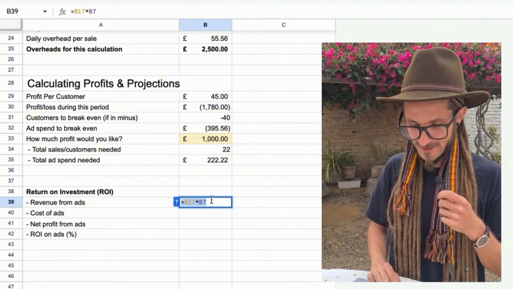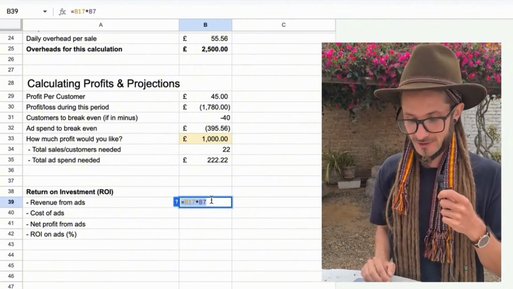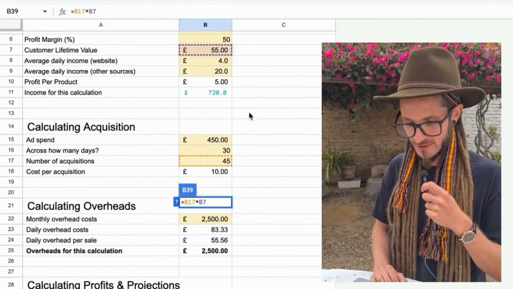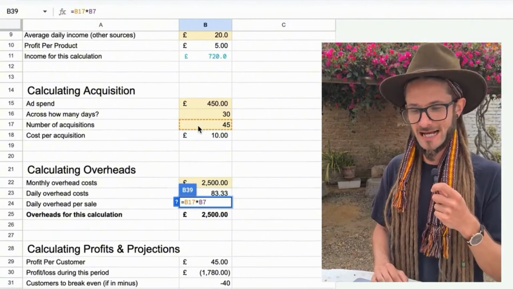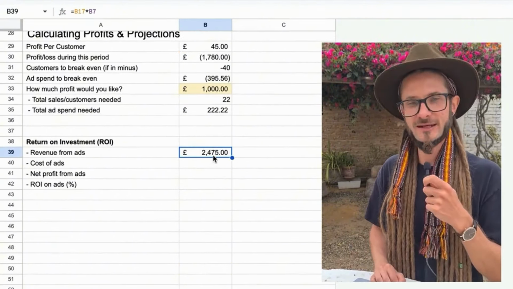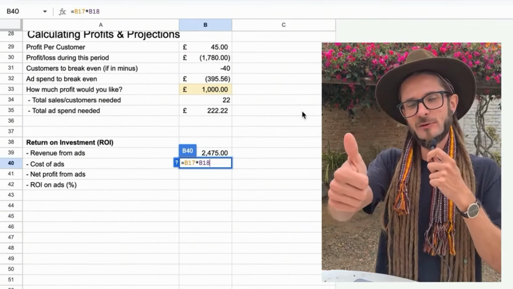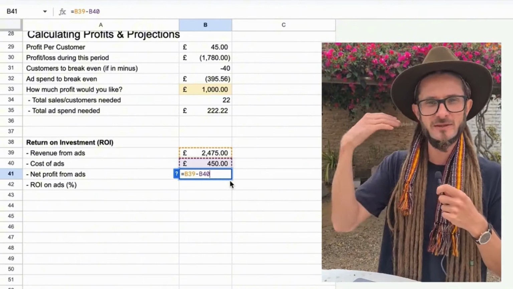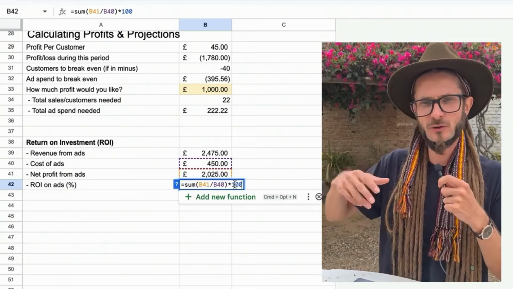The revenue from ads, that's taking into consideration the customer lifetime value and how many acquisitions you've had. Okay, so that's looking at the true value of the ads. So within this example, if a customer spends £55 in their lifetime and we've acquired 45 acquisitions through ads, that means we've generated £2,475 revenue from the ads. Then we look at the number of acquisitions times the cost of acquisitions. Then the net profit from ads, the revenue minus the costs. And then finally the ROI on that as a percentage.